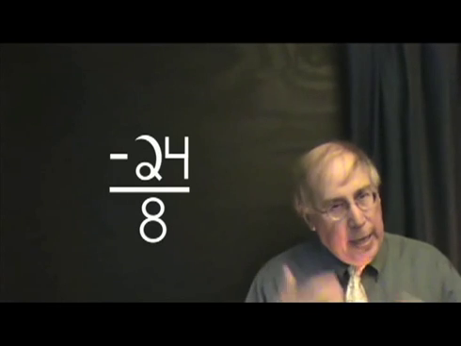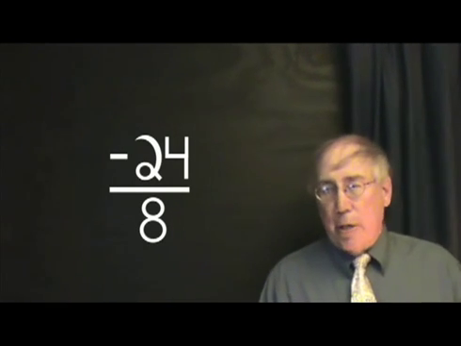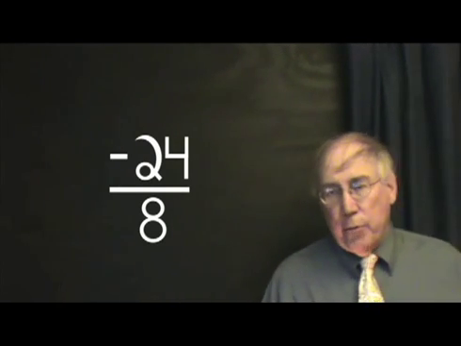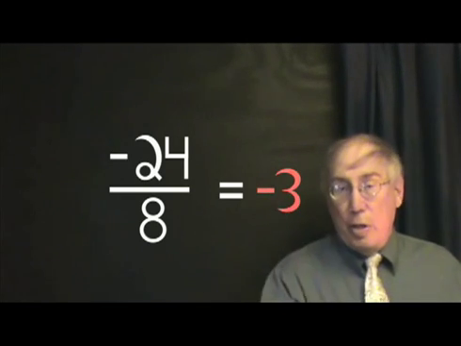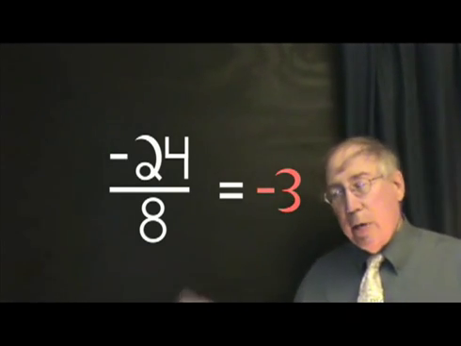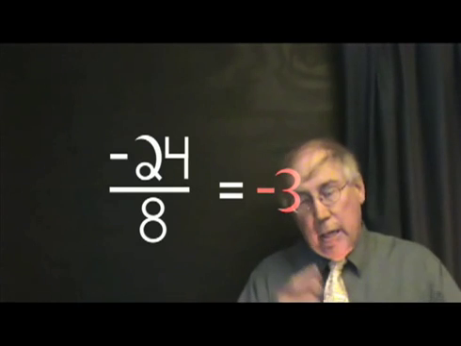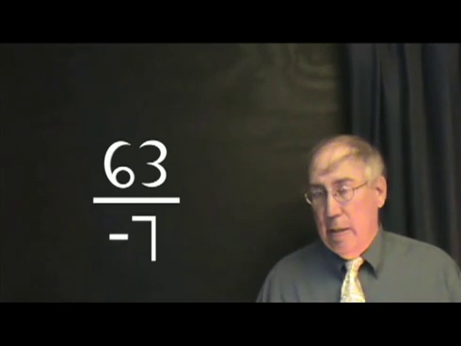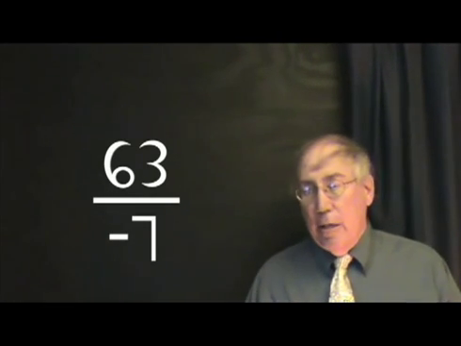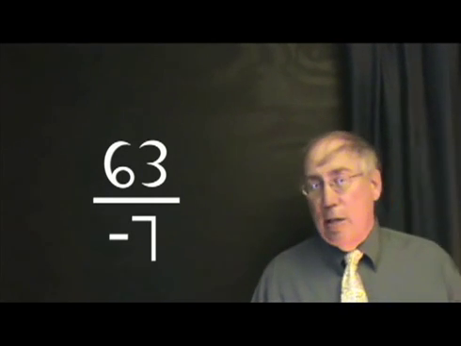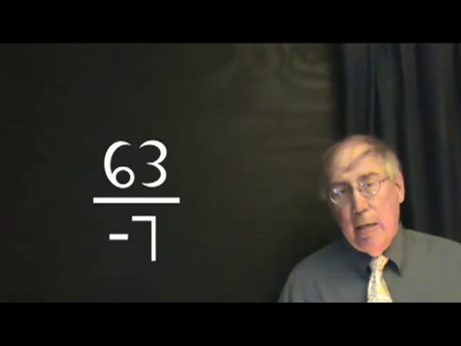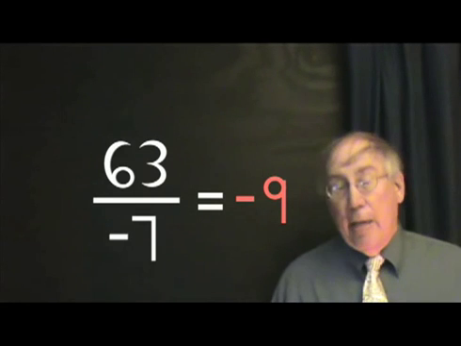Now, how about 8 divided into negative 24? Well, it goes in there 3 times, but we have a positive going into a negative, so we're going to get a negative answer because the signs are different. Here again, the signs are different. Negative 7 divided into a positive 63 should give us a negative 9.